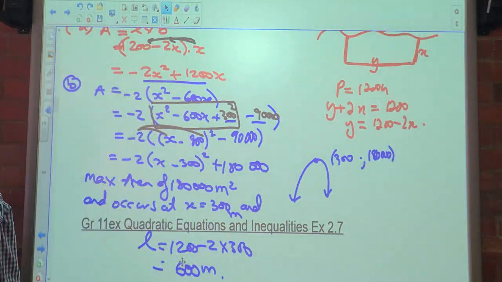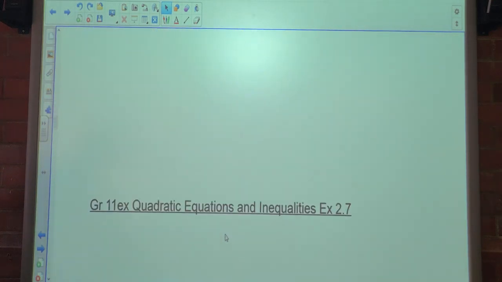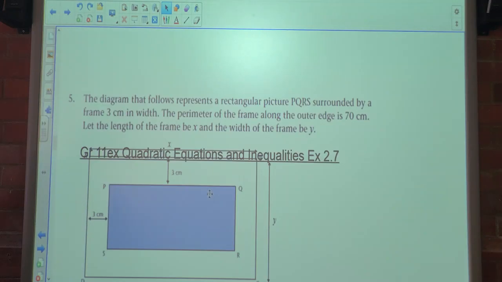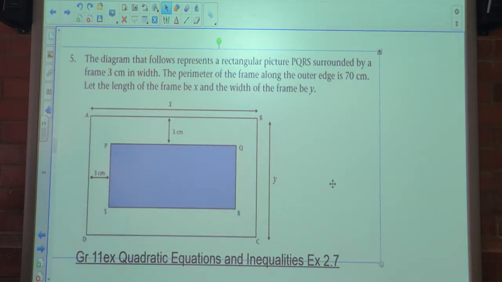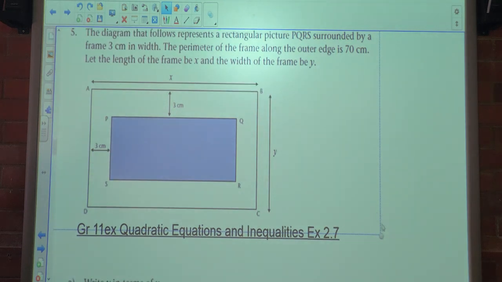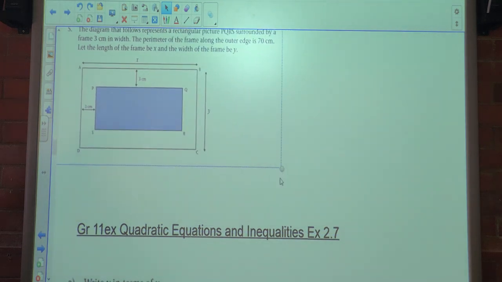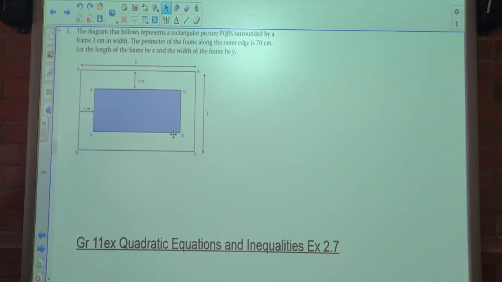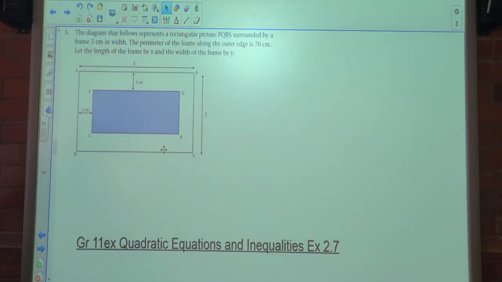Any confusion here? Right, last one. Number 5. We are told the diagram that follows represents a rectangular picture, P, Q, R, surrounded by a frame 3 centimeters in width. So these 3 centimeters right around. The perimeter of the frame along the outer edge is 70.